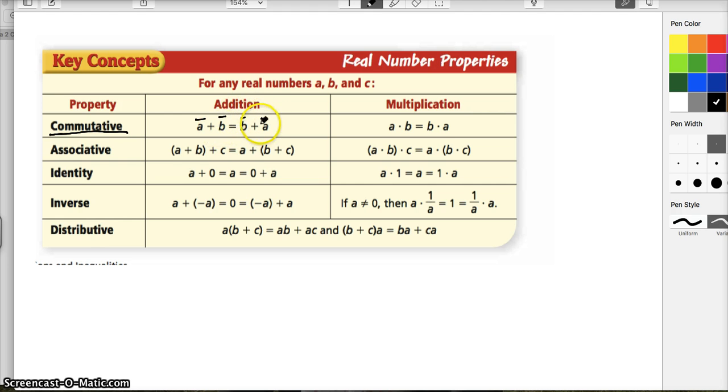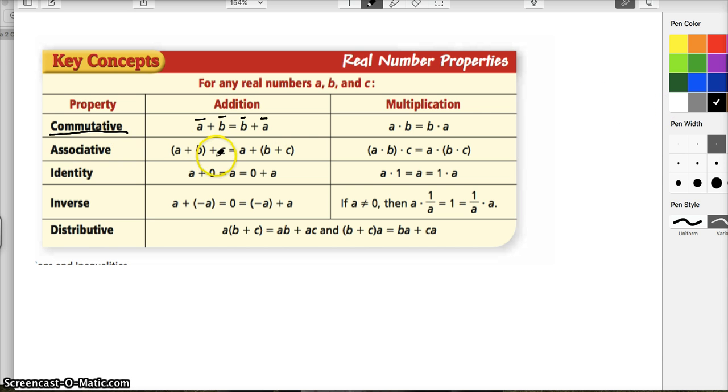I can move these guys around, commute them around. It doesn't matter the order in which I add. A plus B is equal to B plus A all day, every day. Same thing with multiplication. A times B is equal to B times A. And this is significant because it's not true for subtraction or division, right? It does matter. Order totally matters when we subtract or divide.